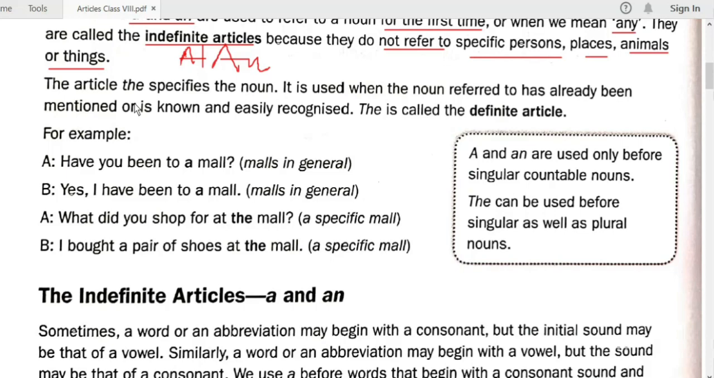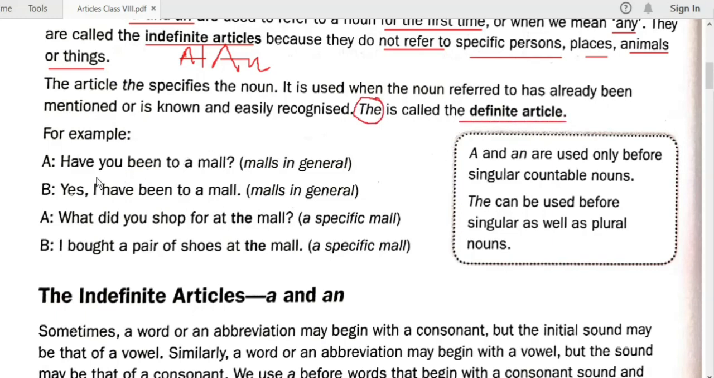The article that specifies the noun. It is used when the noun referred to has already been mentioned or is known or easily recognized. The is called the definite article.